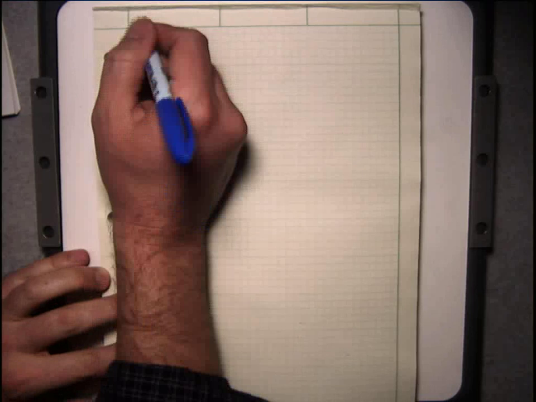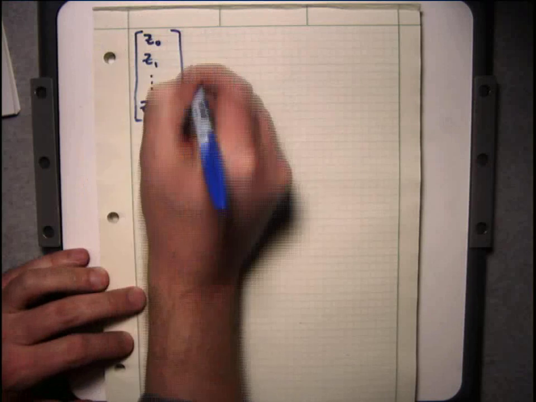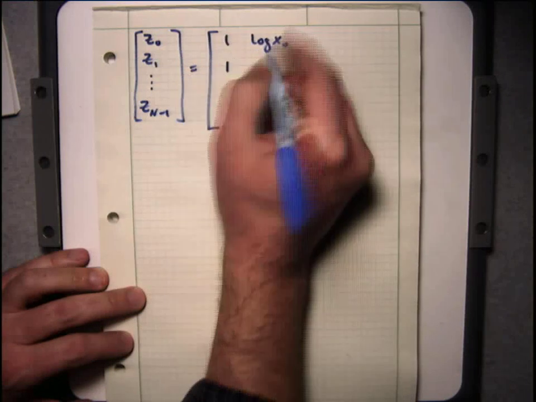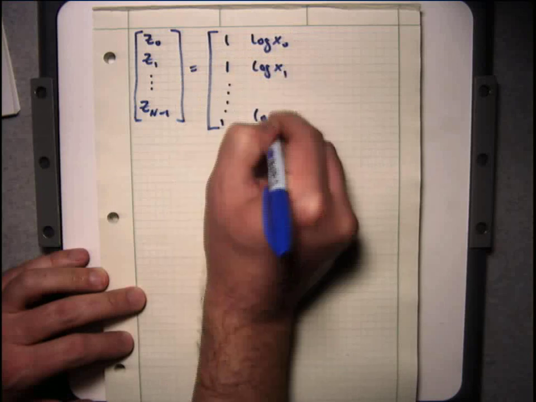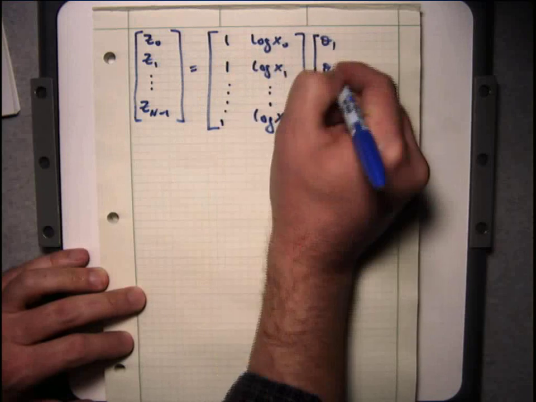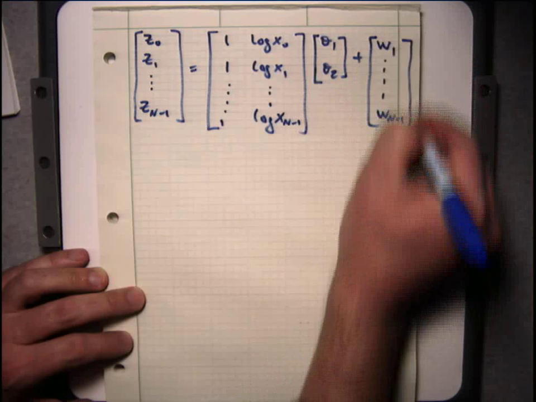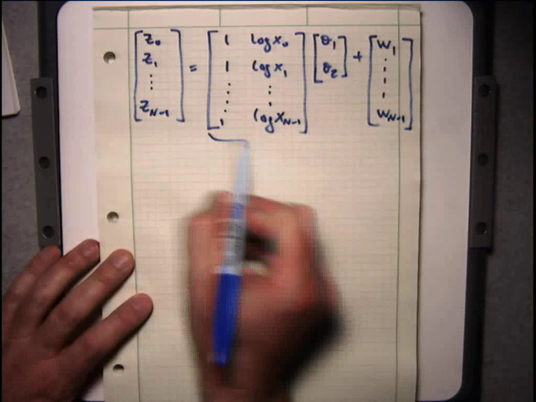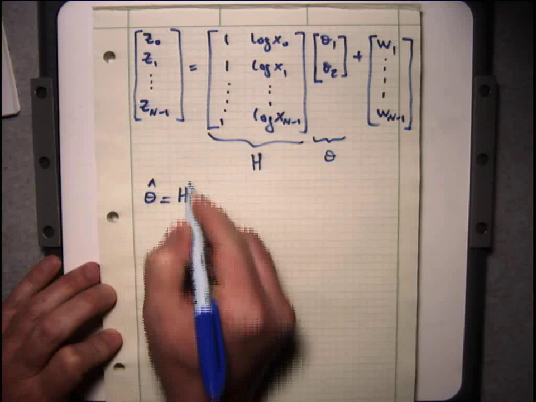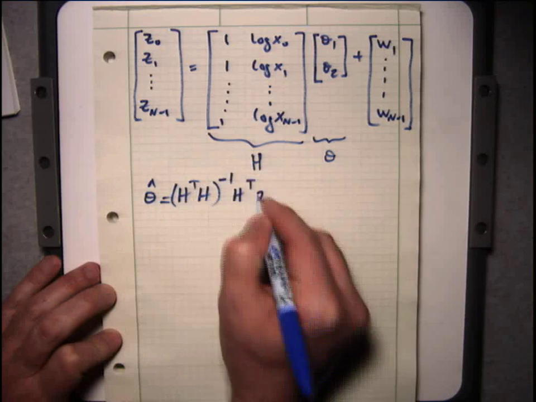So now let's collect all of our data, say z0, z1, zn minus 1. Okay, here we're going to have 1 log of x0, 1 log of x1, 1 log xn minus 1, and then you've got two parameters, the theta 1 and theta 2, plus noise. Okay? So again, this is your h, this is your theta. So your theta hat is h transpose h inverse h transpose z. Okay?